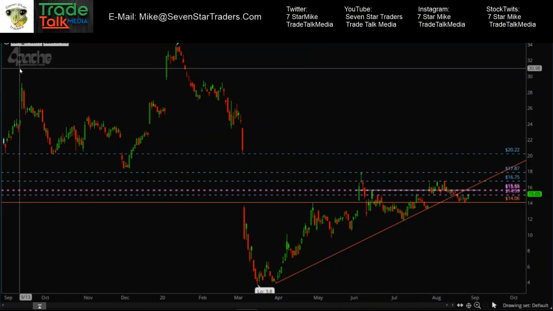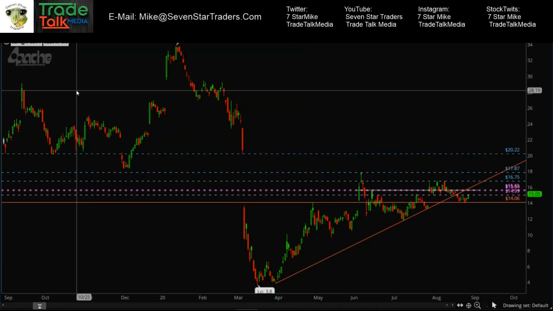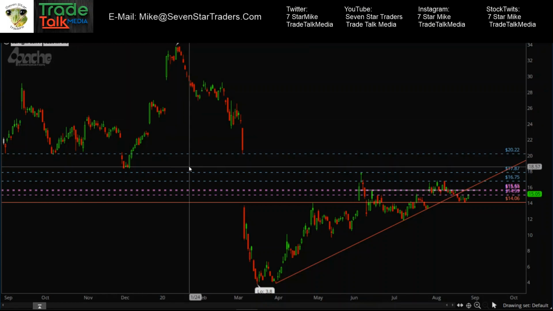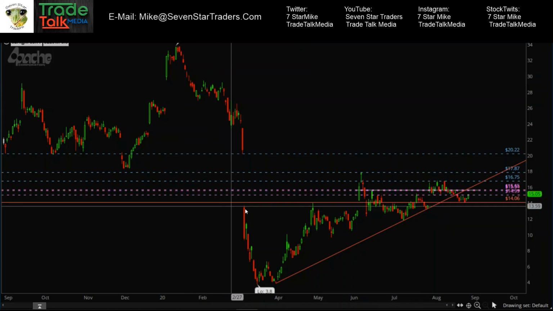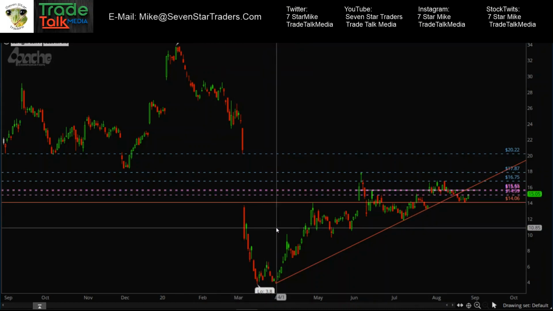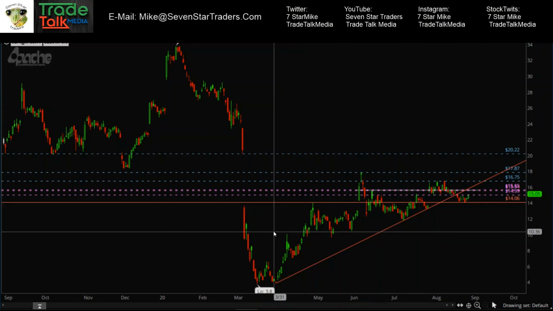So this is what we're looking at here. This is APA, and before I even get into the trade, I want to thank Mina for bringing this one to my attention. We had some options flow on this one Friday, and Mina was asking me to take a look at it. Now, at first, I actually didn't like it. The options flow wasn't enough to really get me into a trade, but the more I started looking at the chart, the more I thought this might be a potential swing trade.